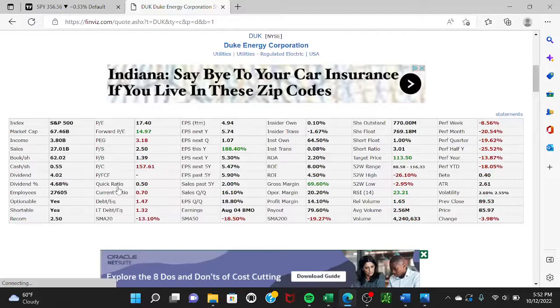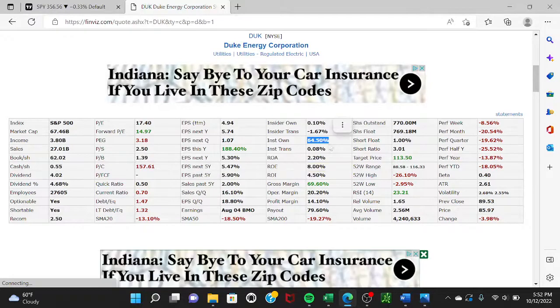There's no red numbers here. They made money this year, last year, next year, last 5 years, last 100 years. It's reliable, right? Institutions are buying this thing. See the transactions? That's positive. If it was negative, it would be like this. The insiders are selling.